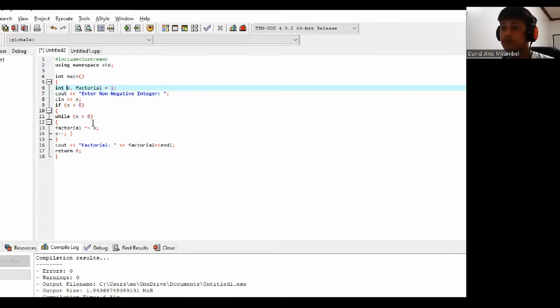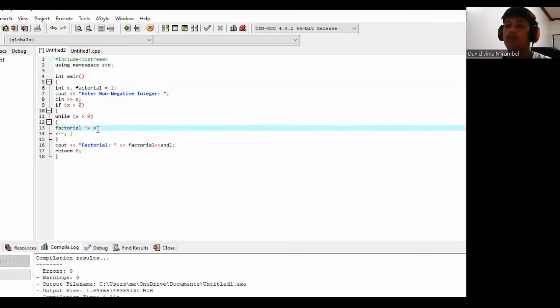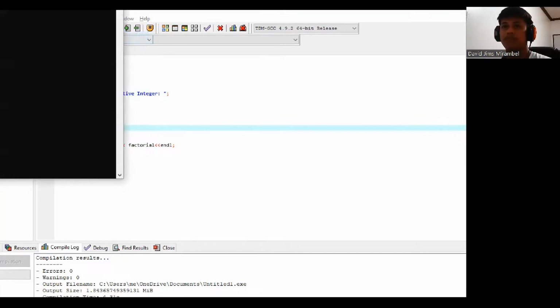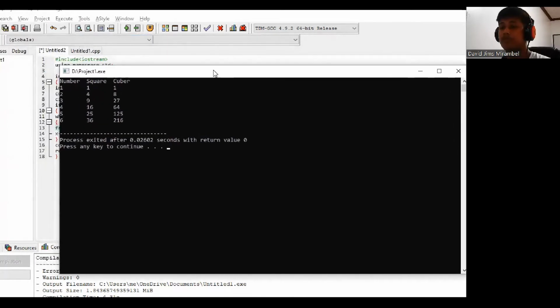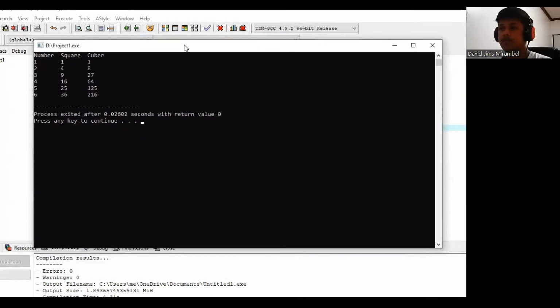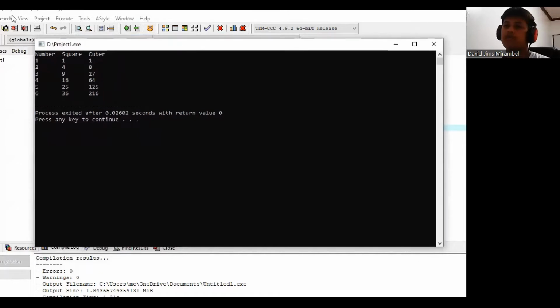Factorial times, times, and equals x, then the value will be shown on the user's screen. So let's try. Yeah, this is the execution of our code.